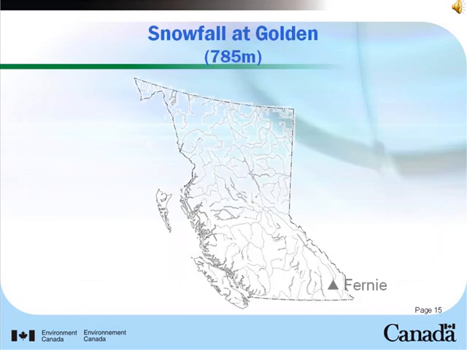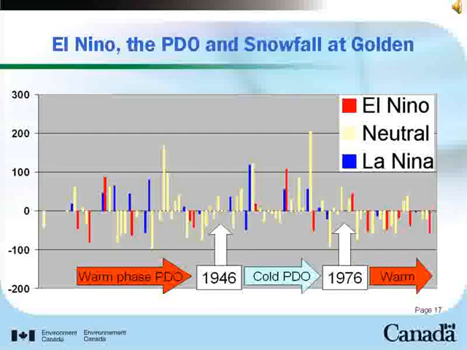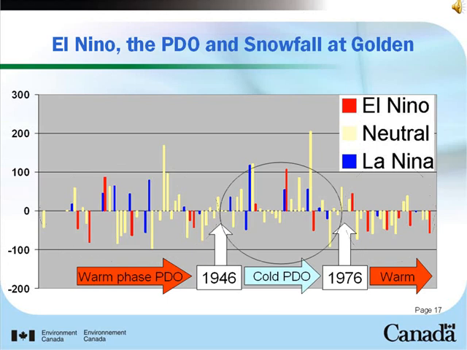To the northwest of Fernie lies Golden at about 785 meters. Golden is another valley station, and Environment Canada records date back to 1902. El Niño and PDO effects on snowfall at Golden mirror the Fernie graph. At Golden, during warm phase PDO, more frequent El Niños are correlated with reduced snowfall. During the cold phase PDO, more frequent La Niñas are correlated with greater than normal snowfall.